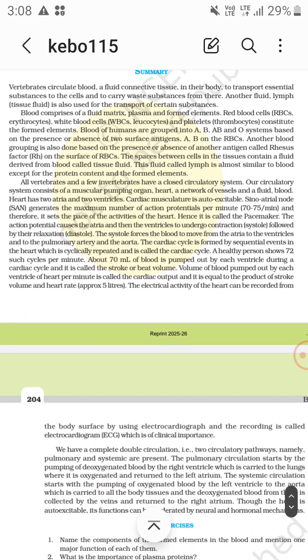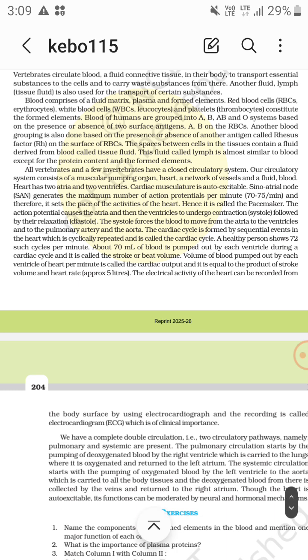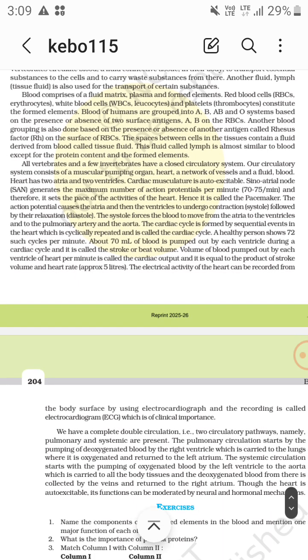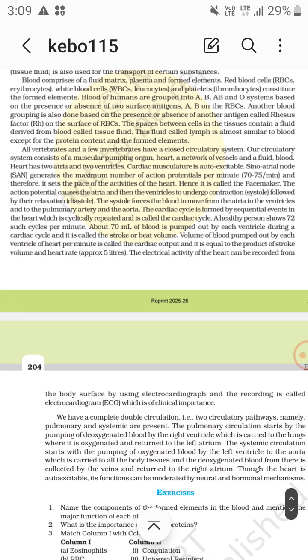The next thing is the cardiac cycle. The sequential events in the heart, which are cyclically repeated, are called the cardiac cycle. A healthy person shows 75 such cycles per minute. About 70 ml of blood is pumped out by each ventricle during a cardiac cycle, and it is called the stroke or beat volume.